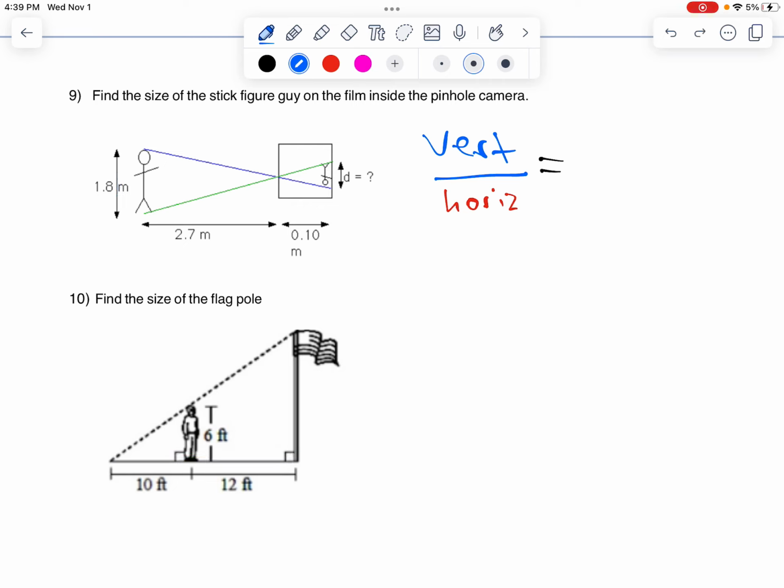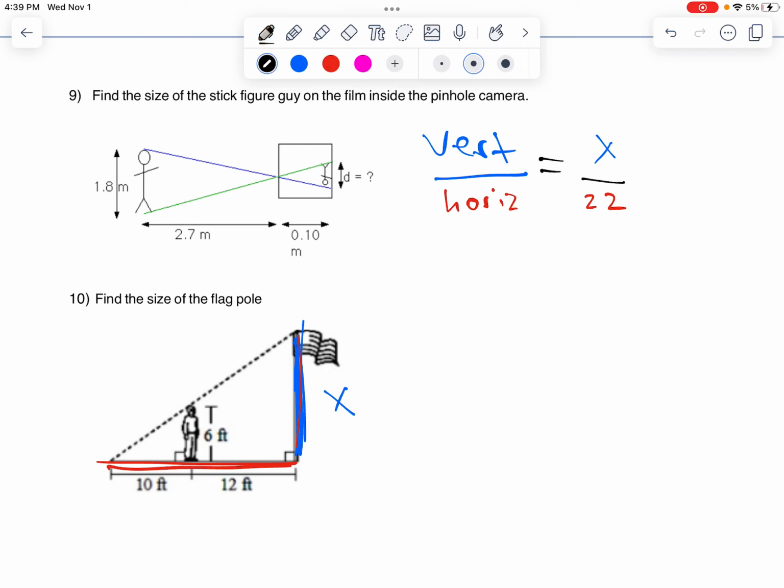Okay, so vertical is the height of the flagpole. And I don't know how tall that is, we'll call it x. Divided by the horizontal distance, which is that distance. And that distance is 22. Okay, so that's the big triangle. Big x divided by big shadow.